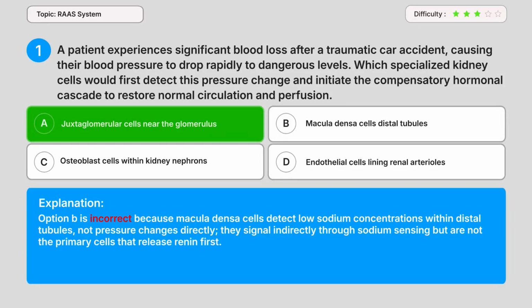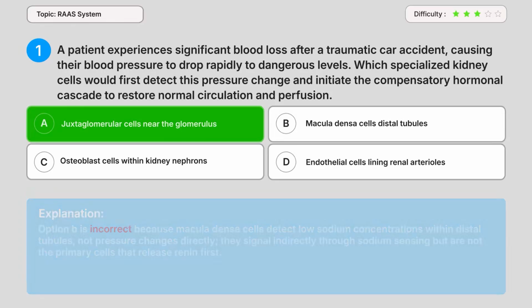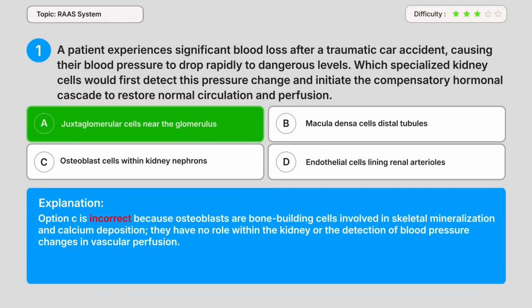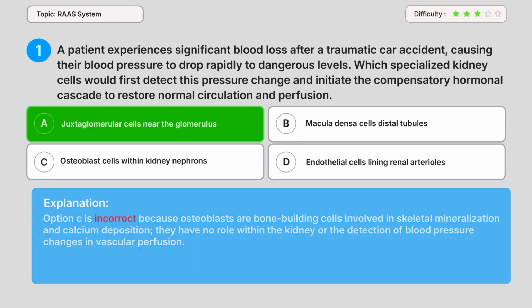Option B is incorrect because macula densa cells detect low sodium concentrations within distal tubules, not pressure changes directly. They signal indirectly through sodium sensing, but are not the primary cells that release renin first. Option C is incorrect, because osteoblasts are bone-building cells involved in skeletal mineralization and calcium deposition. They have no role within the kidney or the detection of blood pressure changes in vascular perfusion.